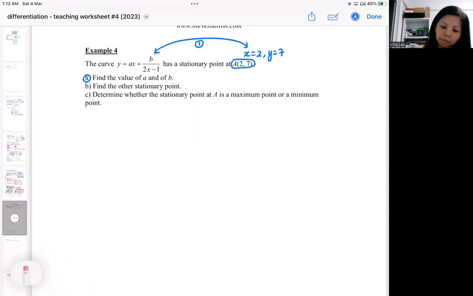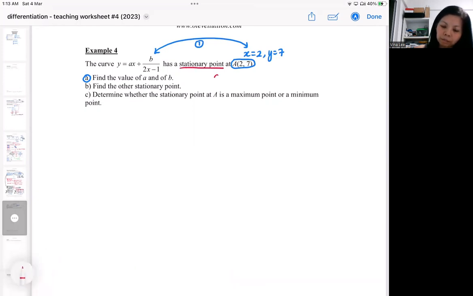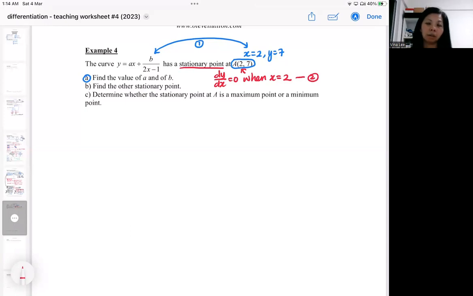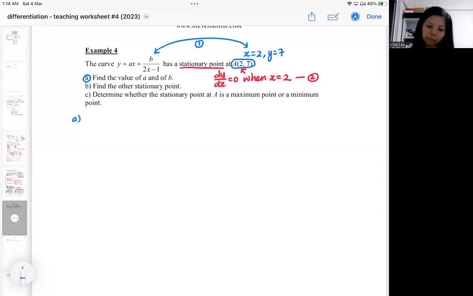So some of you, if you're very sensitive to the idea of stationary point, you will remember that stationary point is dy/dx equal to 0. But dy/dx equal to 0 when x is equal to 2. So this will be the second equation. So from these two concepts, you actually form two equations. Do your simultaneous equations to get your A and B. So it's quite a lot of things involved. So if we want to make things easier, we will just start with the coordinate first.